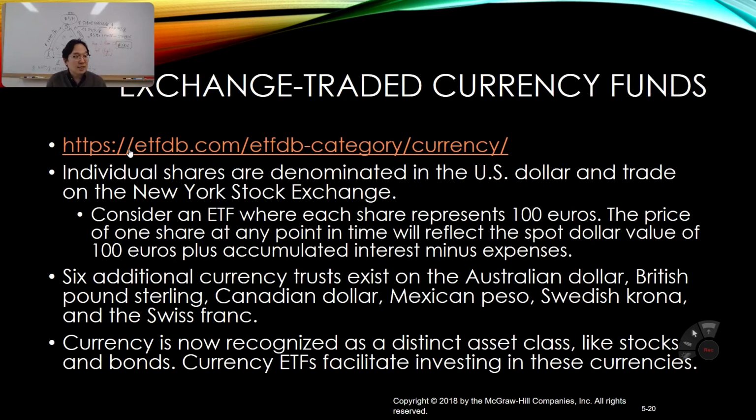Now 6 additional currency trusts exist in the Australian dollar, British pound sterling, Canadian dollar. How many of them? It's not important because there is going to be a lot more coming up. Already on that website, you see a lot more. Currency is now recognized as a distinct asset class, one of the important commodities. Like stocks and bonds, currency ETFs facilitate investing in these currencies.